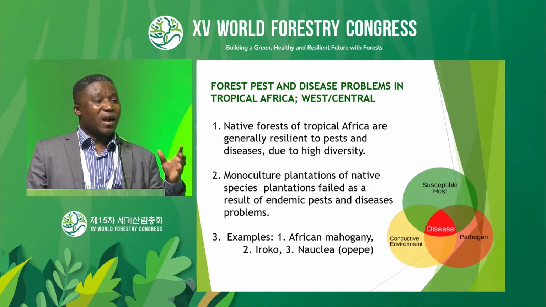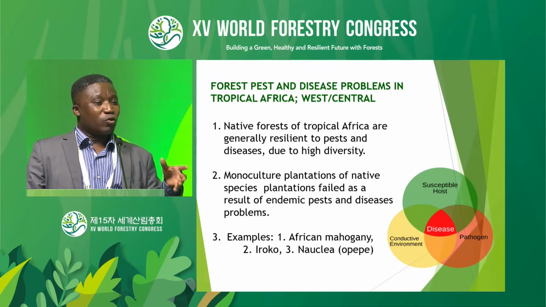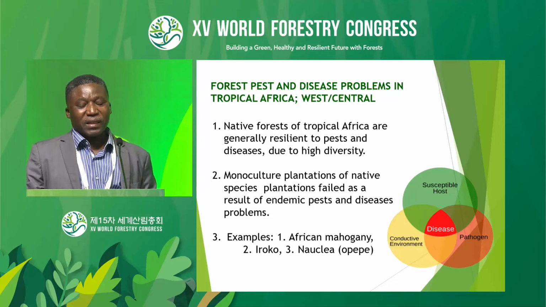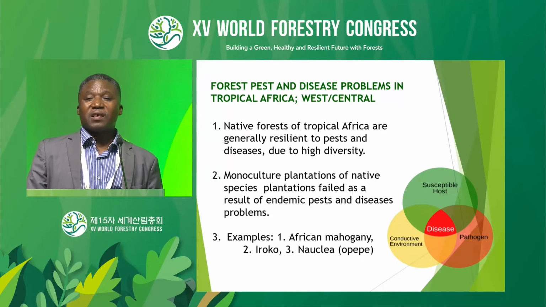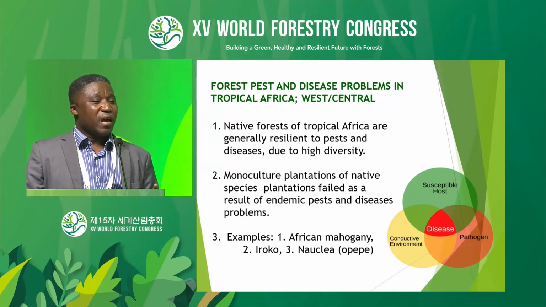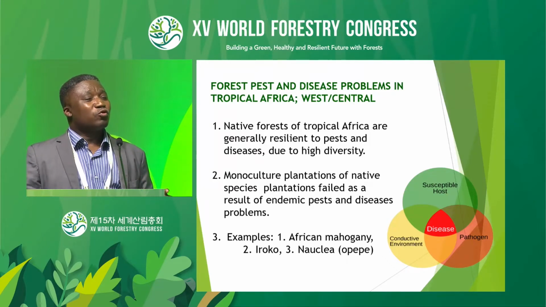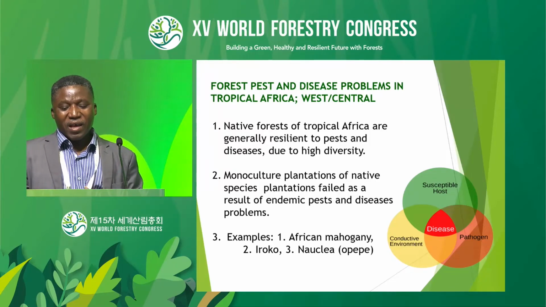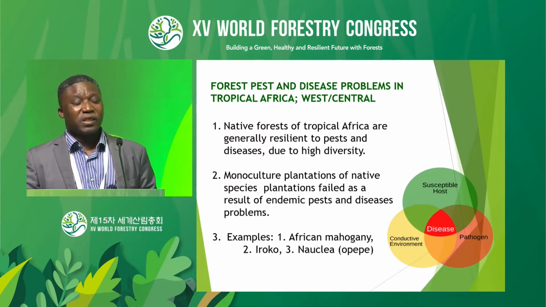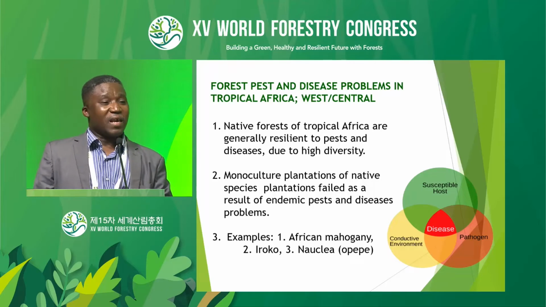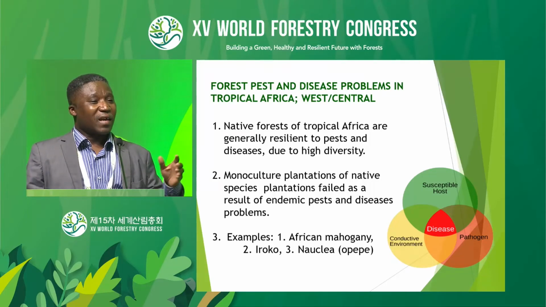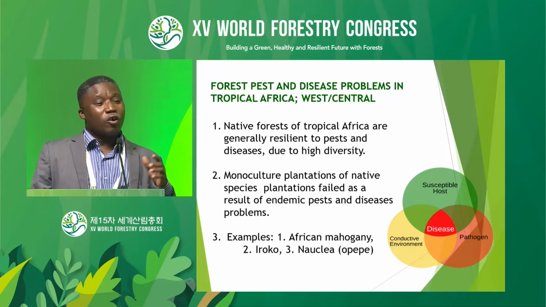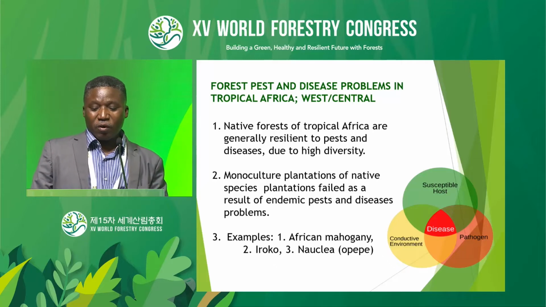In the natural high diversity, they don't show up, though they are there. If we put them in plantations, then we have very serious problems. And that has caused a situation where we haven't been able to do too well with native species plantations. I have here three very popular species, highly valuable trees: the African mahoganies, the Khayas, the Entandrophragmas, all of which are highly susceptible or vulnerable.